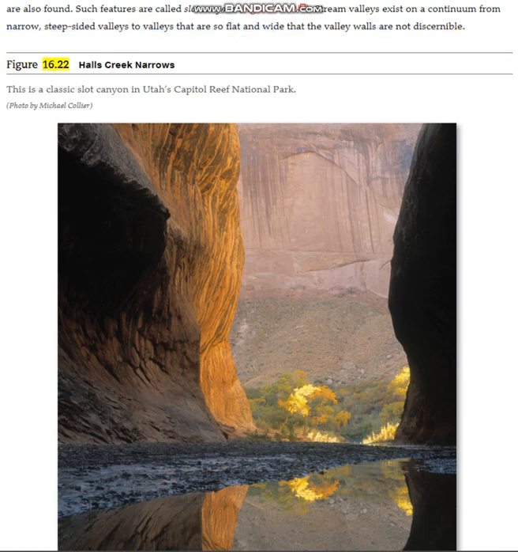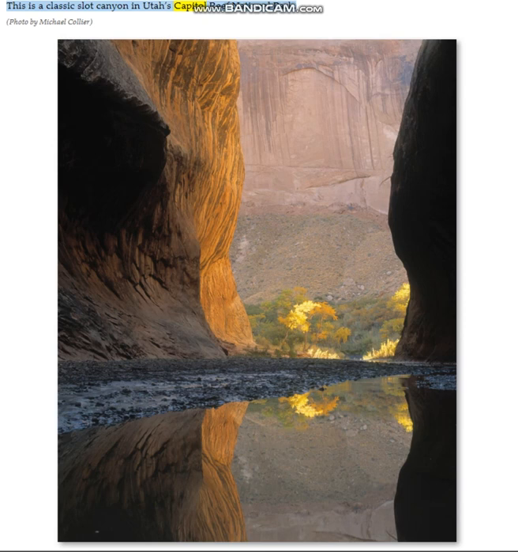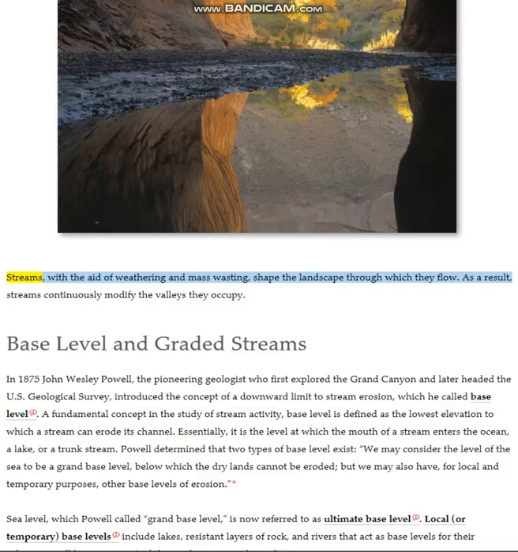Figure 16.22 Halls Creek Narrows. This is a classic slot canyon in Utah's Capitol Reef National Park. Photo by Michael Collier. Streams, with the aid of weathering and mass wasting, shape the landscape through which they flow. As a result, streams continuously modify the valleys they occupy.